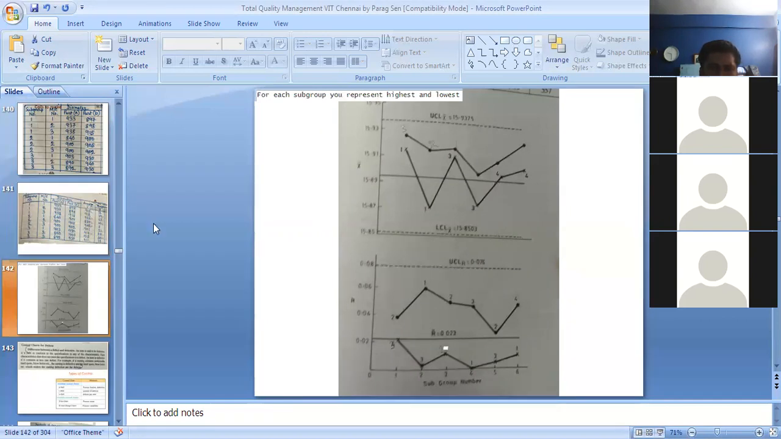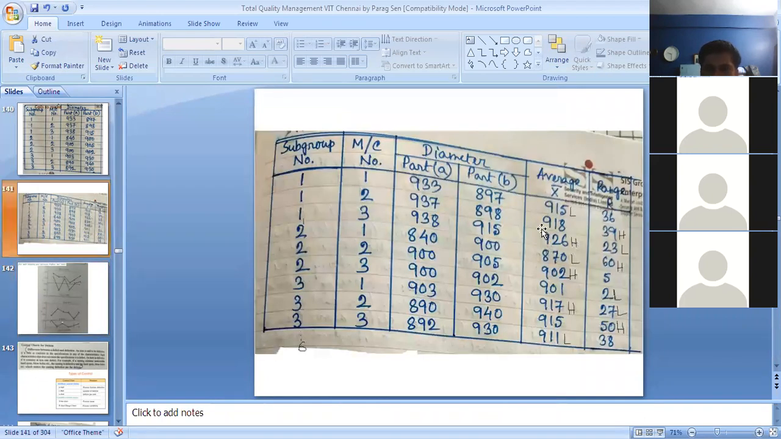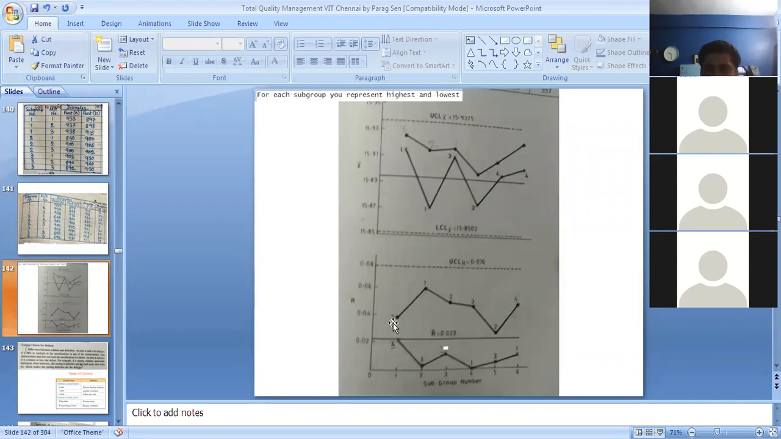Now, interesting to note that here they have determined the upper control limit, and you will be using the same formula which you have used for x bar and r bar. The same formula you will use to calculate the upper control limit or the lower control limit.